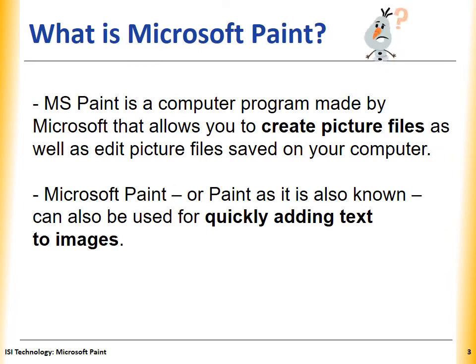What is Microsoft Paint? Microsoft Paint is a computer program made by Microsoft that allows you to create picture files as well as edit picture files saved on your computer. It has been installed by default with Microsoft Windows since 1995 till now, 2021. Microsoft Paint, or Paint as it's also known, can also be used for quickly adding text to images. We will see that later on.